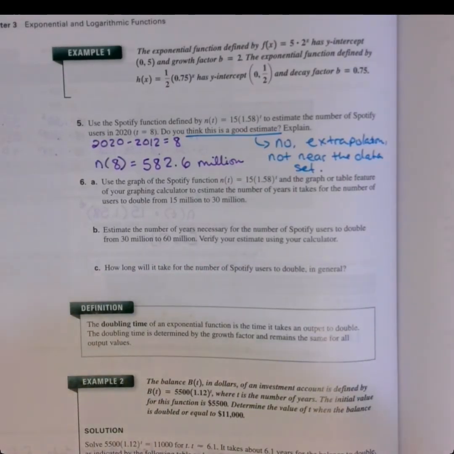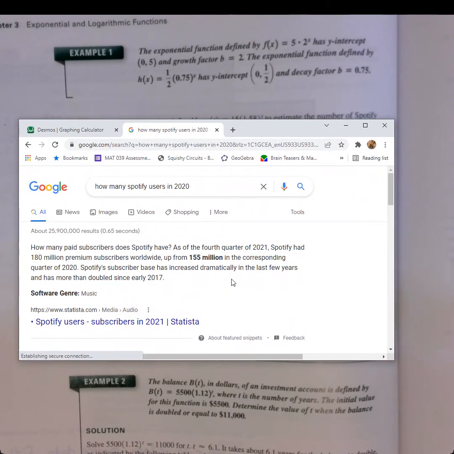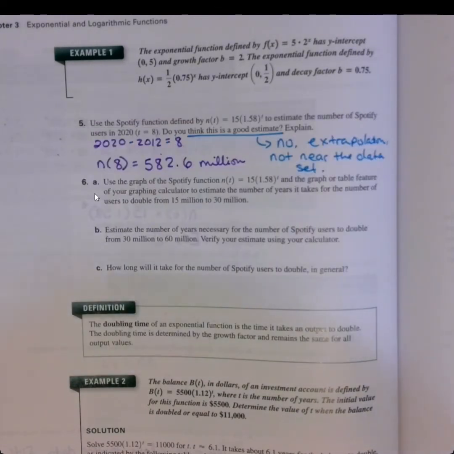Then pause for a second. I'm actually curious. So I'm just going to search real quick for how many Spotify users there were in 2020. In their fourth quarter, so that's not even June, that's a little bit later, there were 155 million in 2020. So just some further evidence that this was very far off. There were only 155 million. 582 million is a lot more than that. Because we went so far past the edge of the data set, the model lost some validity. It was no longer able to make accurate predictions.